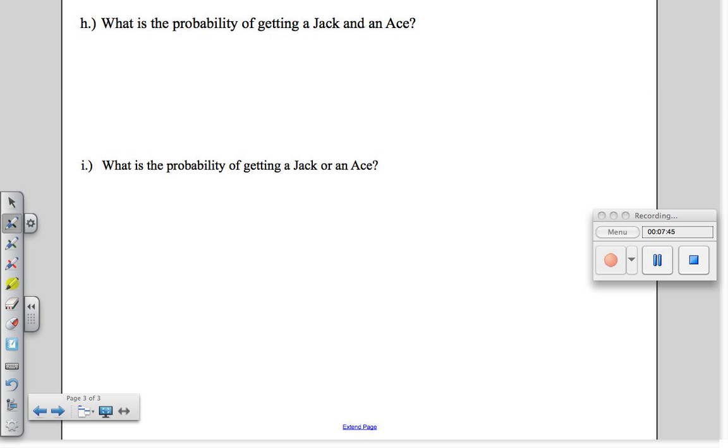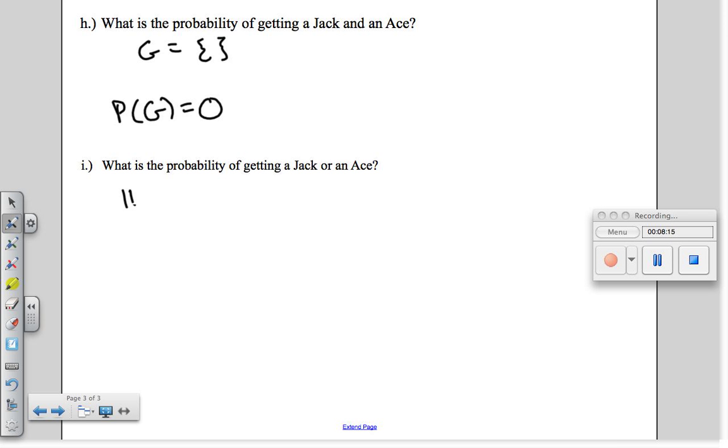Moving on, what is the probability of getting a jack and an ace? We'll call this event G. Getting a jack and an ace is the empty set, since you cannot do that with one card. So the probability of G is 0.